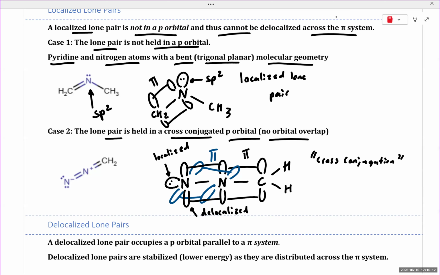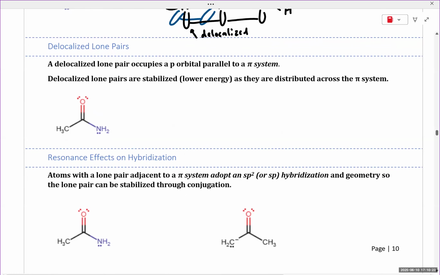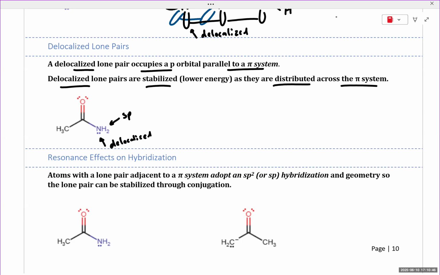So we've talked about localized lone pairs, which generally occur when the lone pair is held in a hybrid orbital instead of a p orbital. What about delocalized lone pairs? Delocalized lone pairs occupy a p orbital parallel to a pi system. Delocalized lone pairs are stabilized as they are distributed across the pi system. So for example, this lone pair in an amide is delocalized. Why? This nitrogen will adopt an sp2 hybridization.